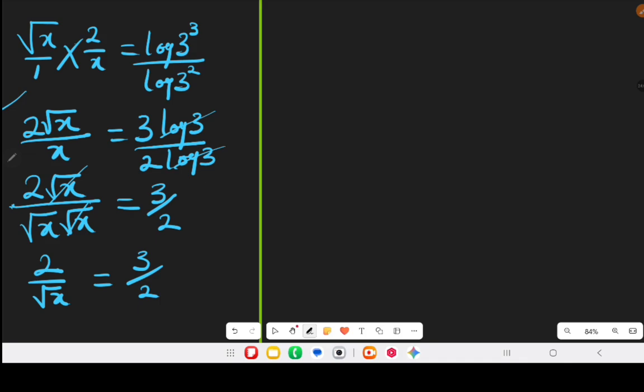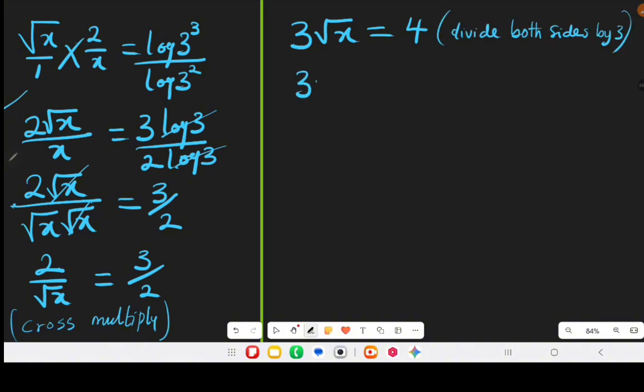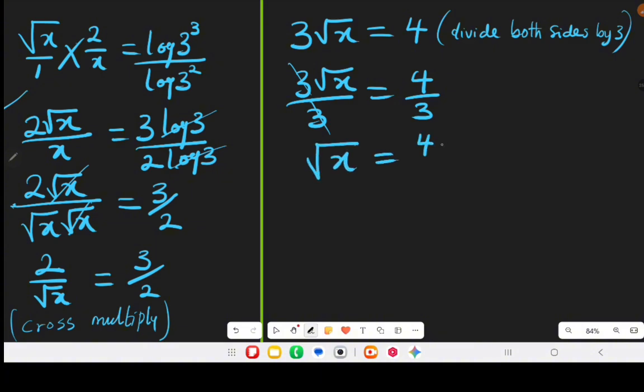At this point, we cross multiply. 2 times 2 and 3 times root x. 3 times root x gives us 3 root x equal to 2 times 2, which gives us 4. Now we divide both sides by the coefficient of root x, which is 3. If we divide both sides by 3, we have 3 root x all over 3 equals 4 all over 3. 3 will cancel 3, left with root x equal to 4 all over 3.